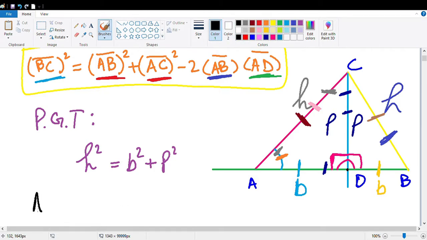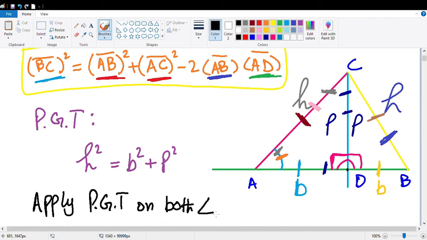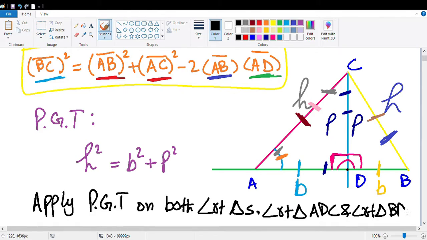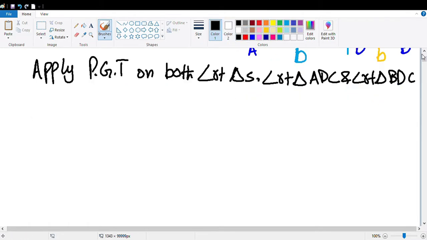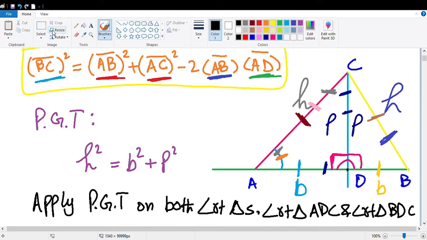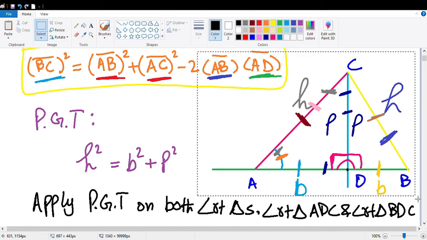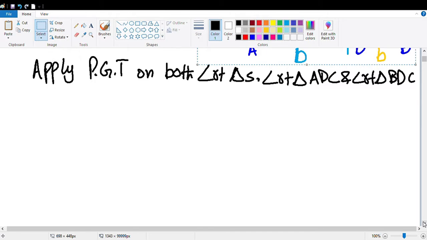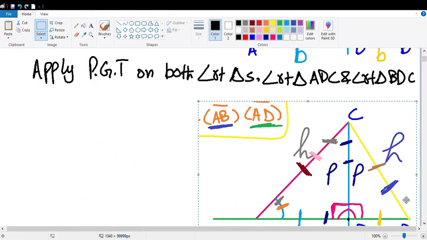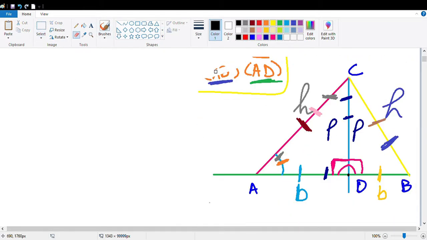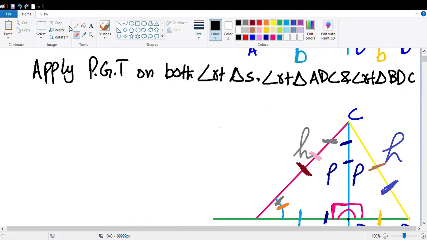Alright? Now, let's apply the Pythagoras theorem. We're going to apply PGT on both right angle triangles. The first one is right angle triangle ADC, and the second one is right angle triangle BDC. I think maybe we should drag this down actually. So yeah, why not? Let's just do it. Right, so yeah, let's just erase this. Yeah, so that is pretty much it.